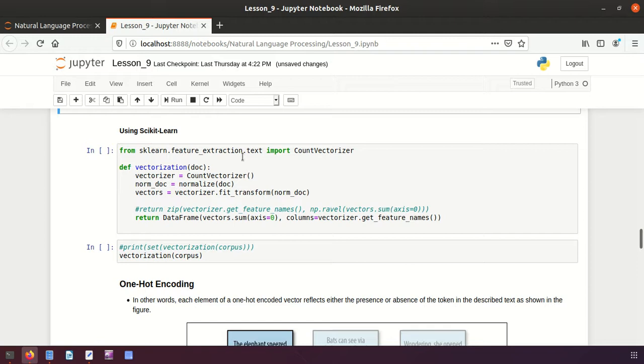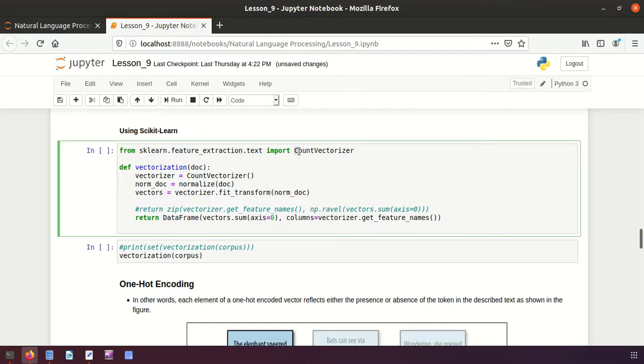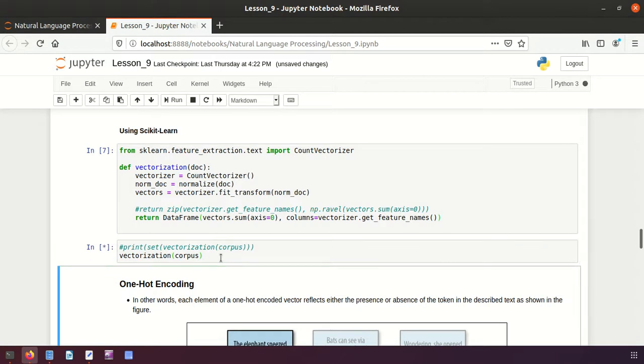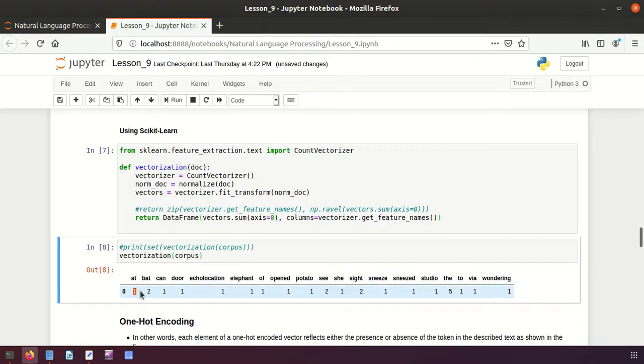If you are using scikit-learn, friends, there we have something, and we will be calling this module, CountVectorizer. So I create another function called vectorization, and I instantiate the vectorizer, converting the document into lowercase and normalizing it. I'm calling my normalization function so the text is normalized, and then I call fit_transform, right? In the result, I'm converting it into a data frame. Let me execute it and let's see the result. Here we have "at" 1, this one 2 times, and this one is repeated 5 times.